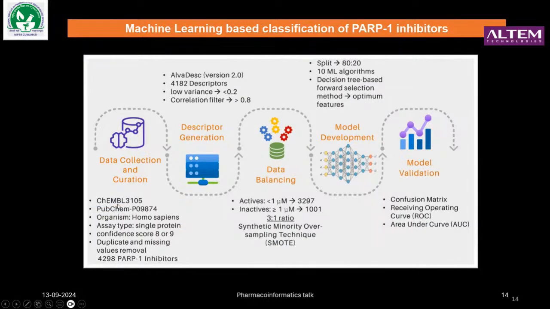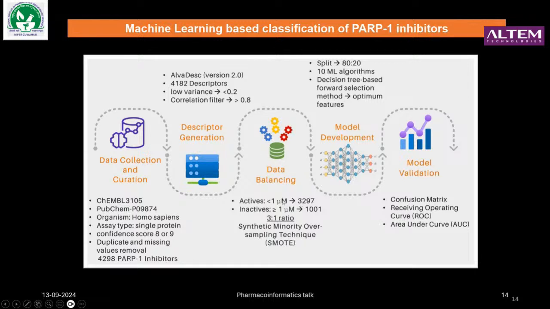Later on, we collected more data from the literature and applied some standard guidelines for data collection and curation. We collected data only for single proteins with a high confidence level. That gave us around 4,300 compounds, for which we calculated descriptors using ELVA test. And then we removed low variance and highly correlated descriptors.